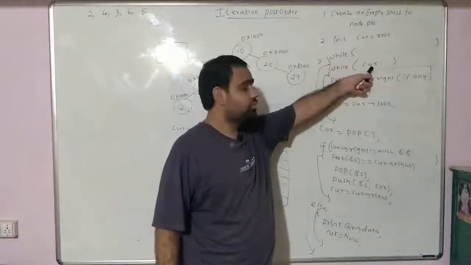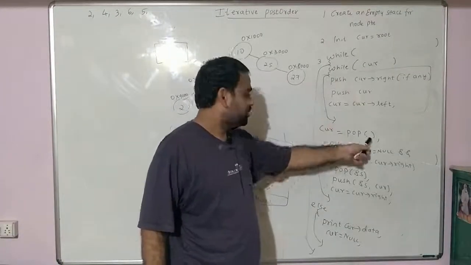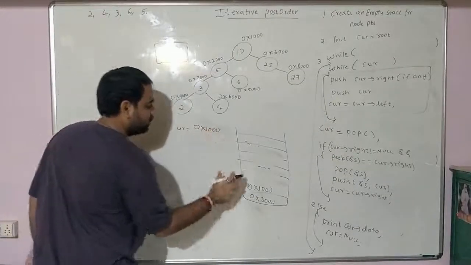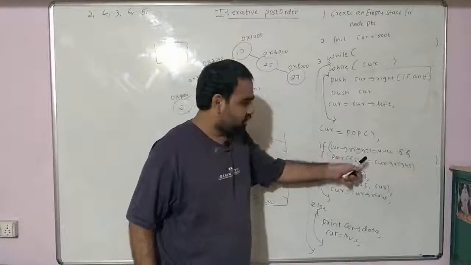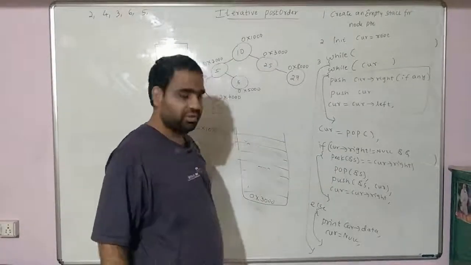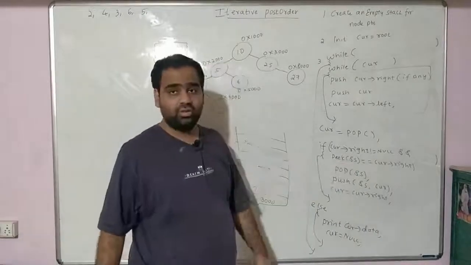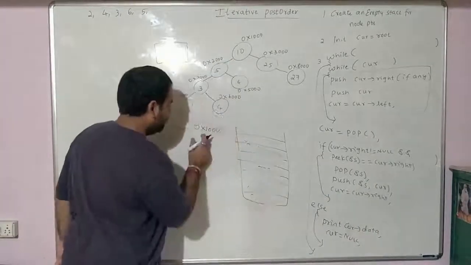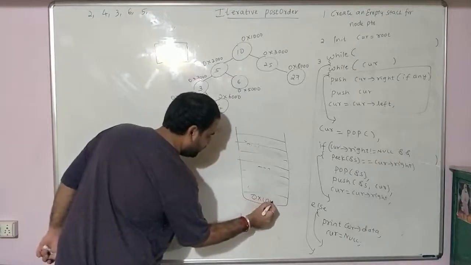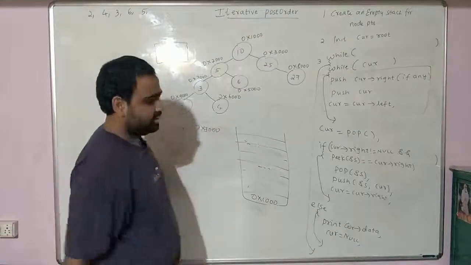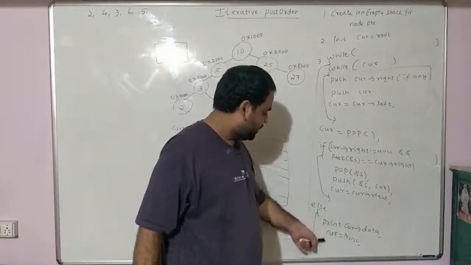Again assume the condition is true while current is false. You do not execute this. Current equal to pop. What do you pop? You pop 1000. Okay, now again you check. Current arrow right, 1000 arrow right is 3000, not equal to null. Yes. Peek of &s is 3000. Current arrow right is also 3000. 3000 equal to 3000. Yes. You say pop this, push 1000, set current is equal to current arrow right. What is current arrow right? It is 3000. Since the if has executed, it should not execute.